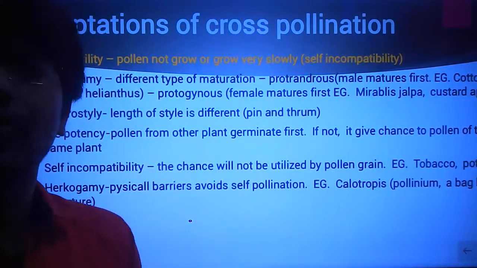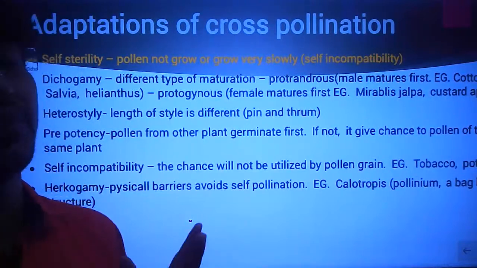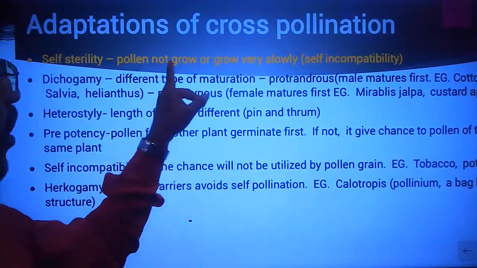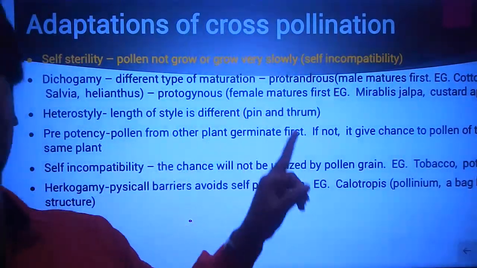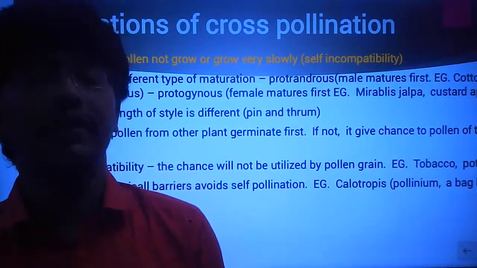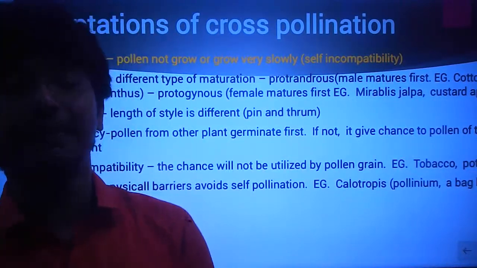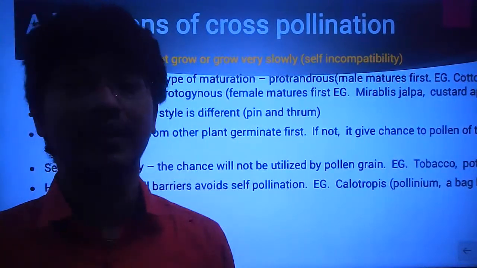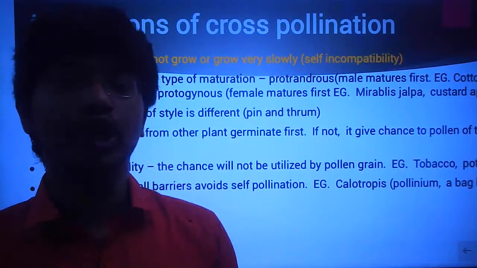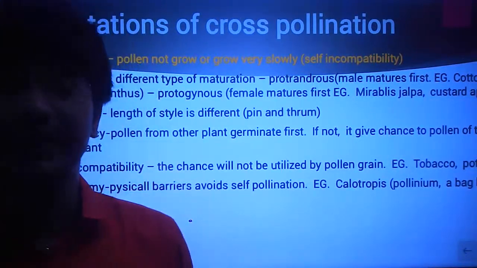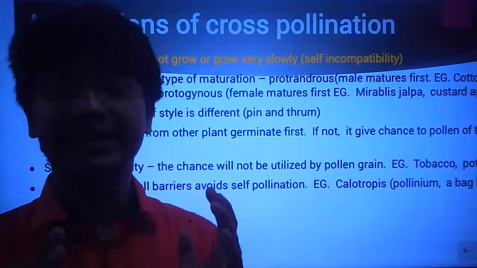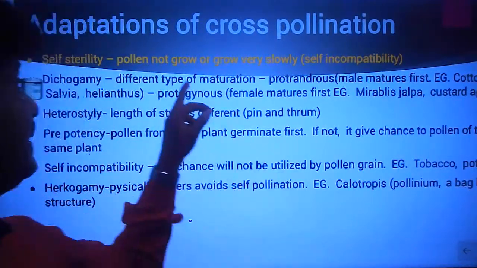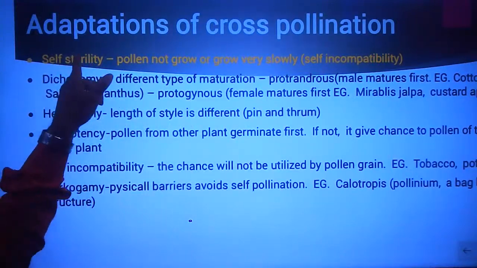That is the place where definitely what will happen? The female cannot wait for a long time for the anther to produce pollen grains. So if the pollen does not grow or grows very slowly, then there will be incompatibility. Compatibility means matching. Incompatibility means it's not matching. Not matching between what? The male and the female, the anther and the stigma. These two are maturing at different times, so there's no matching between them. The stigma will be in a position to receive pollen grains from an external agency. So this is called self-sterility.